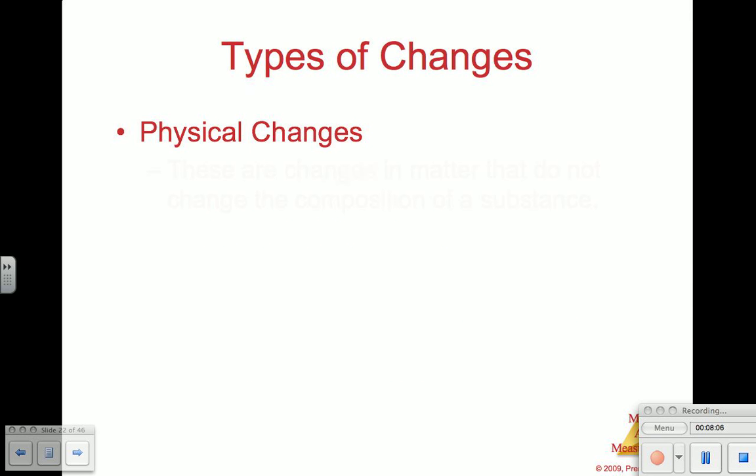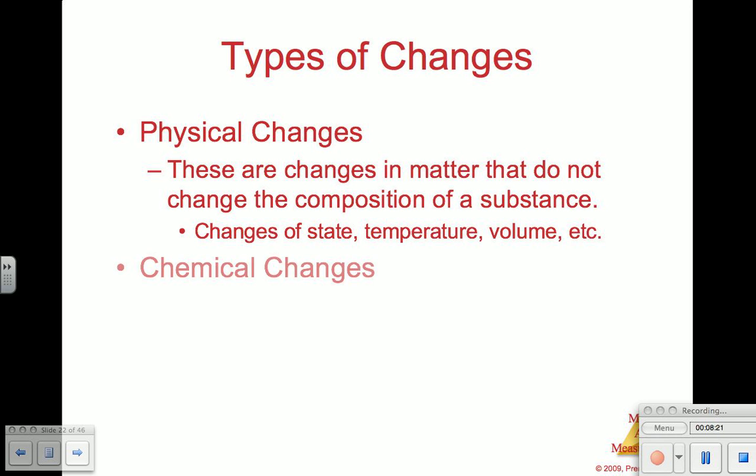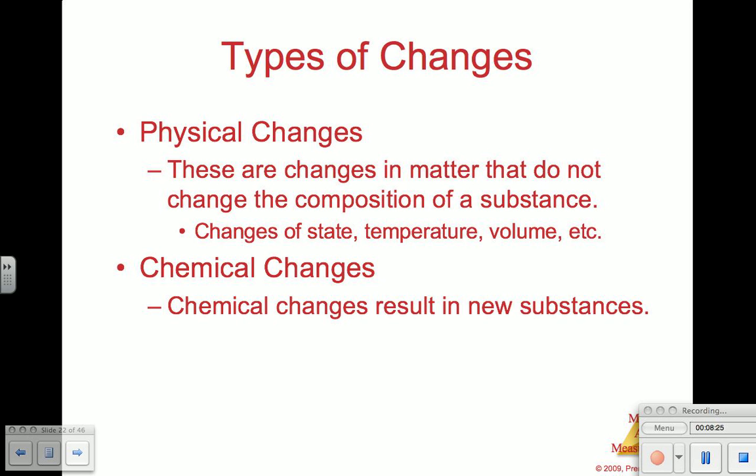All right, so when we talk about a physical change, these are changes in matter that don't change the composition of a substance. So it changes the state, the temperature, the volume. These are all things that don't change what the substance is. But a chemical change results in getting new substances, which I already kind of mentioned. So combustion, oxidation, decomposition, synthesis, all those different types of classifications of reactions that we'll go into deeper later on.